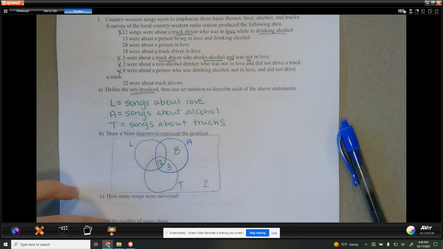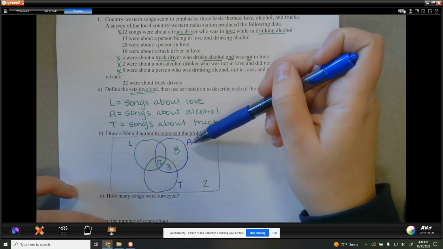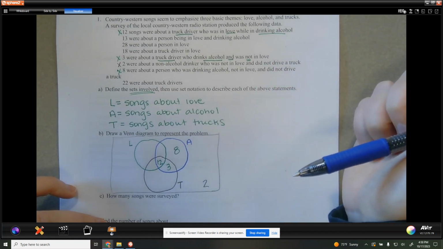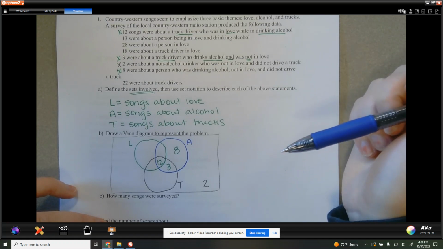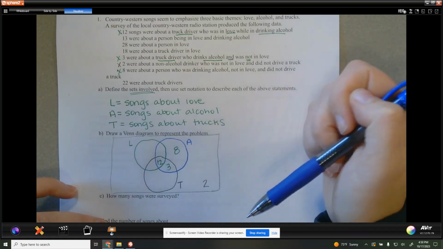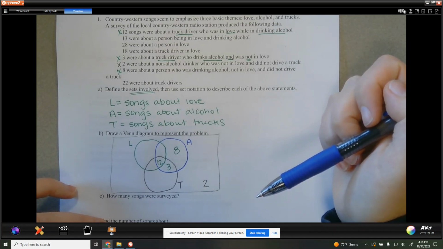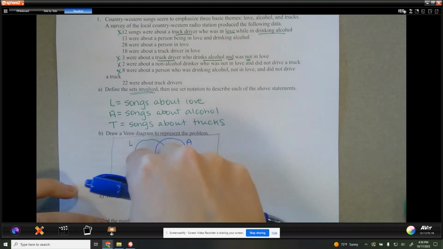Right away, whenever you've got 3 in a section, we can solve for the other little bit. So we need the total songs about alcohol. Let's see if we have that info here. 28 total songs about love. We can't do anything with that yet. 22, they're about truck drivers. We can almost do something with that. Truck driver in love. So that is our union of these 2 sets, truck drivers in love.